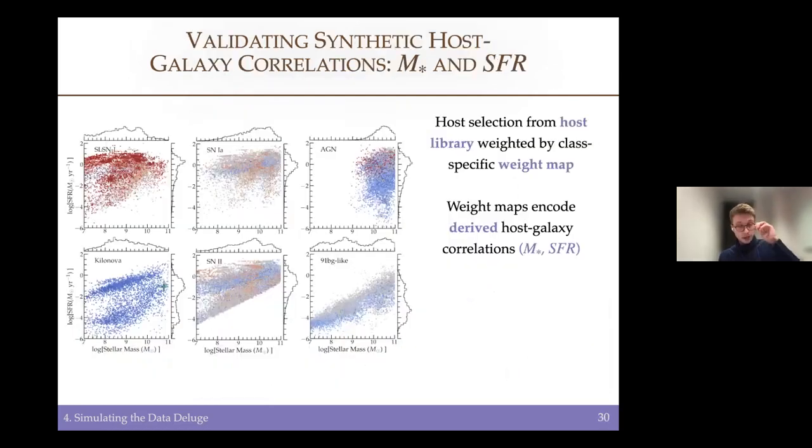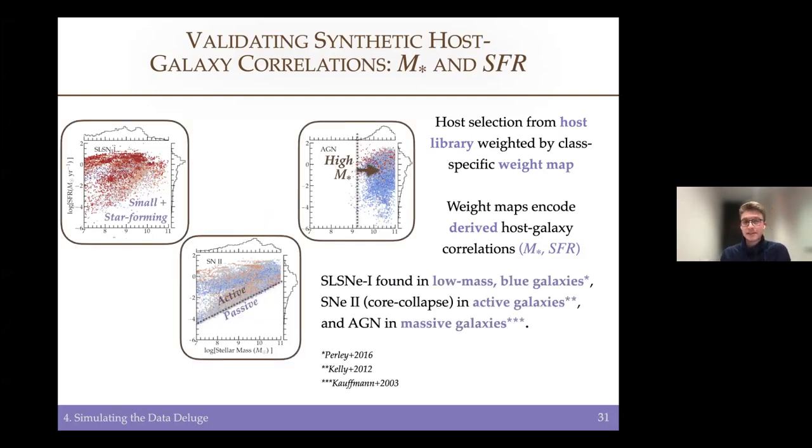And so here are a couple of results from that simulation. Here I'm showing the plots of the star formation rate on the vertical axis, the stellar mass on the horizontal axis for different classes of transients. And the most important thing to note here is just that these plots look different. There are meaningful statistical correlations that could potentially allow you to distinguish between these classes. And so I'll just highlight a couple of these.